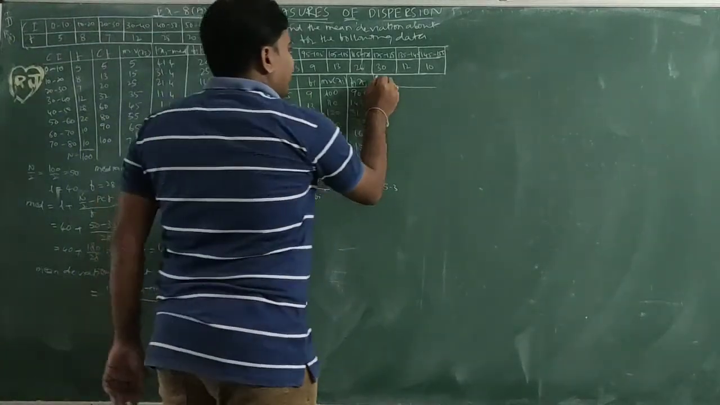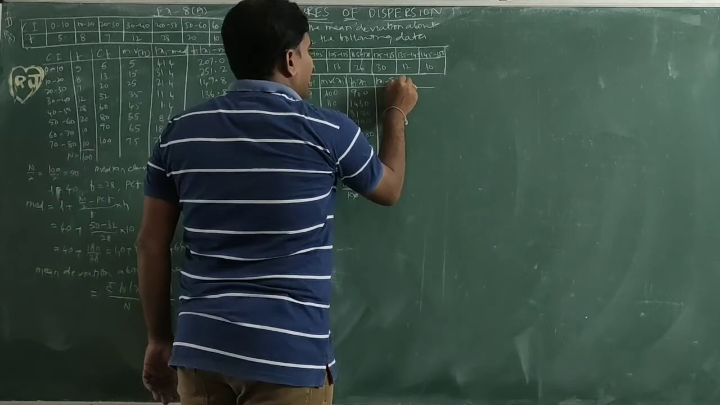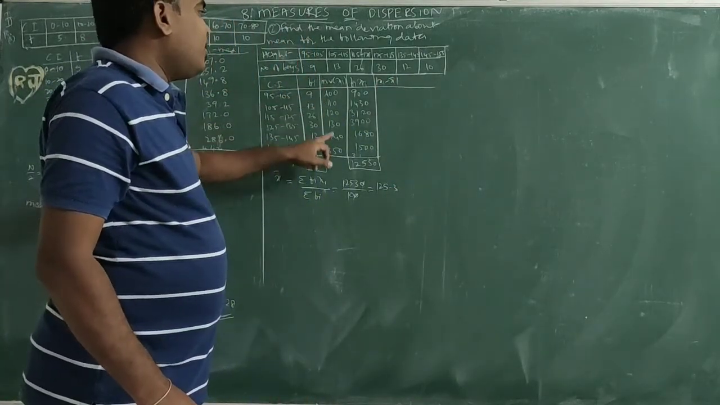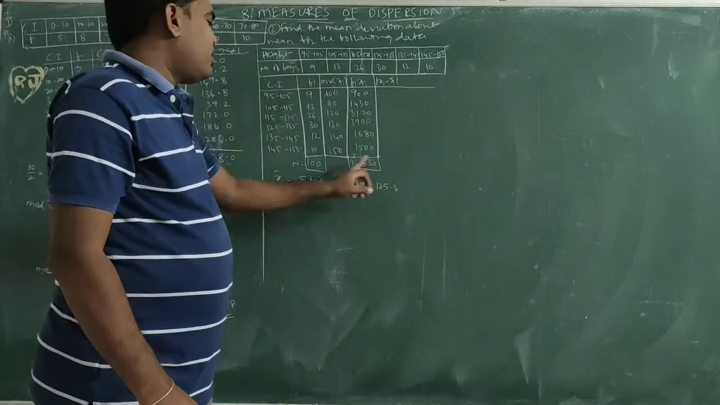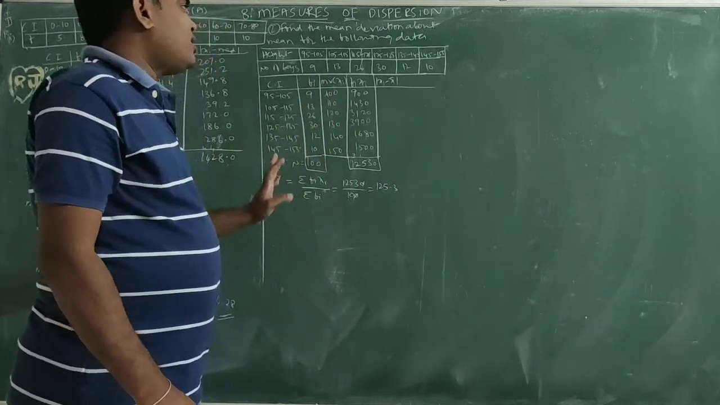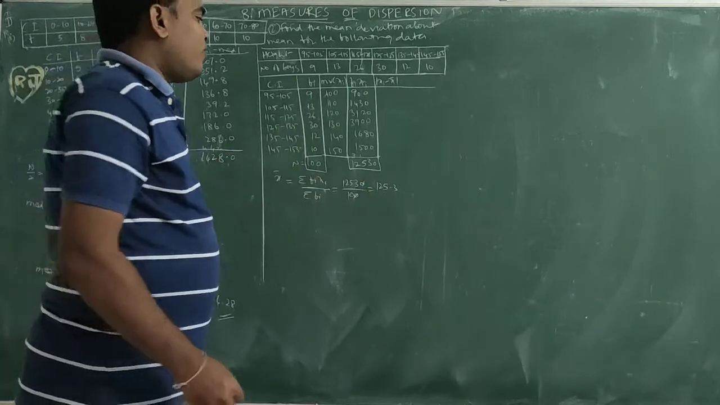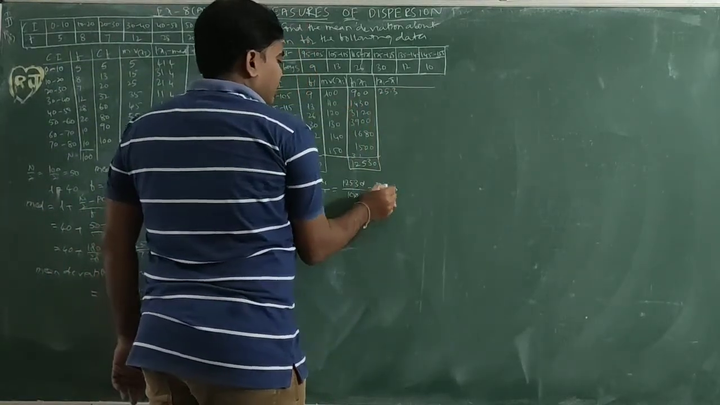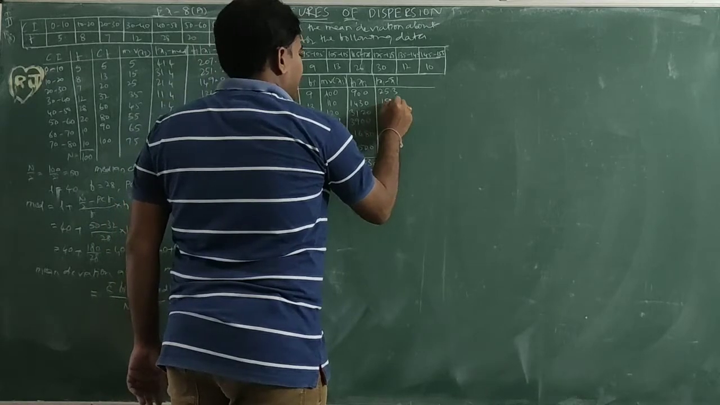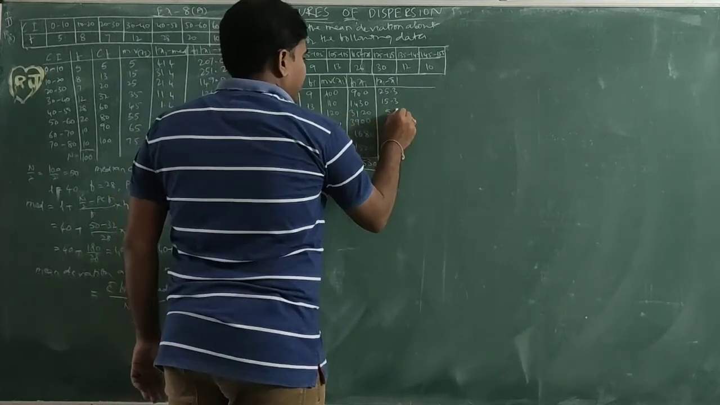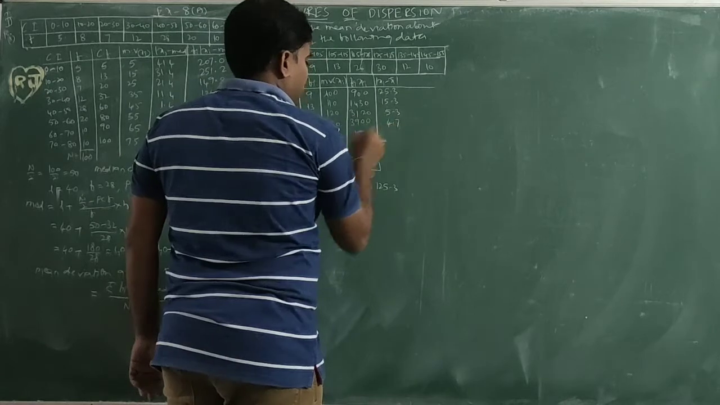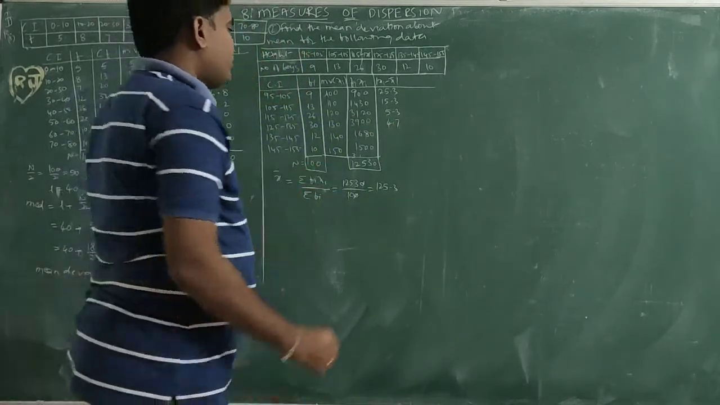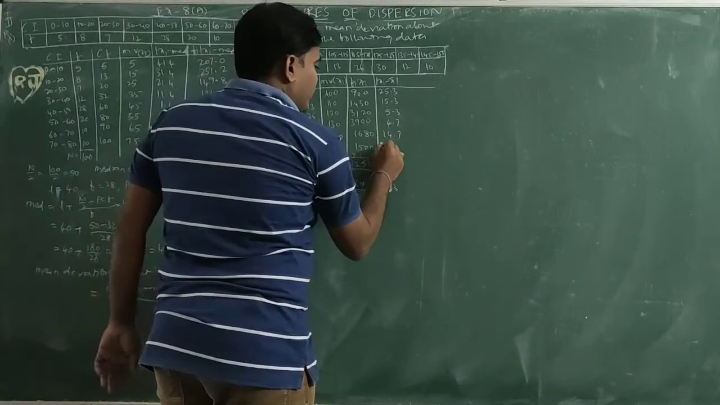Now I am taking mod Xi minus X bar. So this is mean. I want to subtract this X bar from each and everything. 100 minus 125.3, 25.3. 110 minus 125.3, 15.3. 5.3. 4.7. 14.7. 24.7.